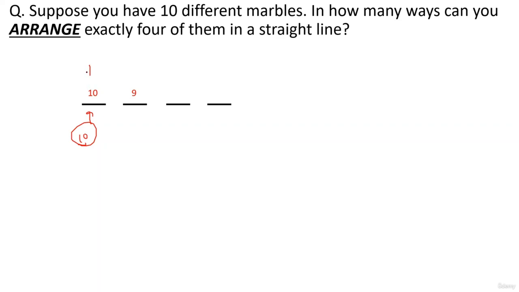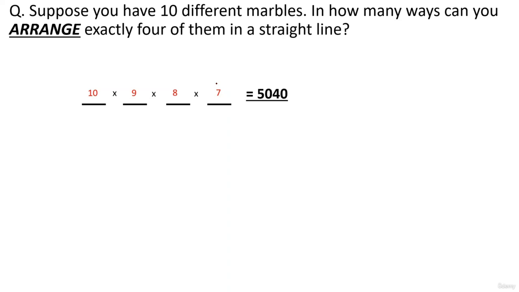Now we have placed one marble here, one out of 10. So for this place I have exactly 9 options, right? Same way for the next neighboring place I have exactly 8, and this place I have 7 options, right? So what is the total number of ways, guys? 10 into 9 into 8 into 7, multiply them, you get 5040.